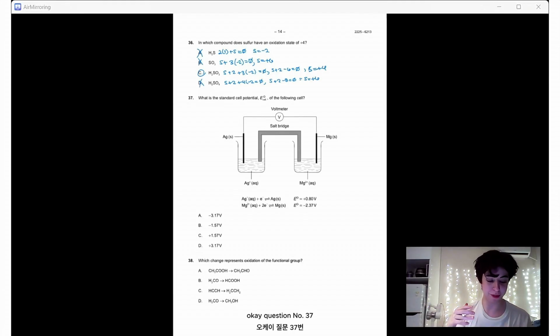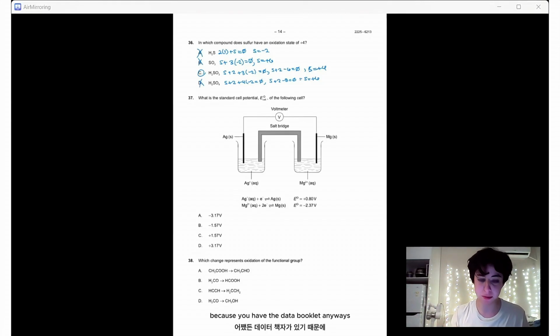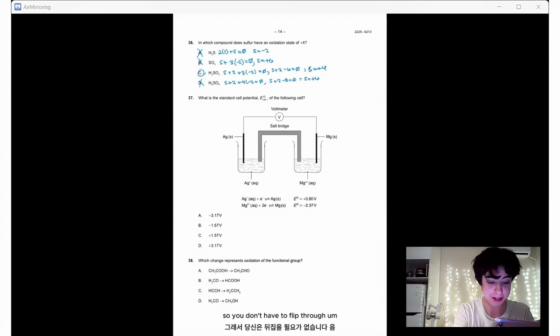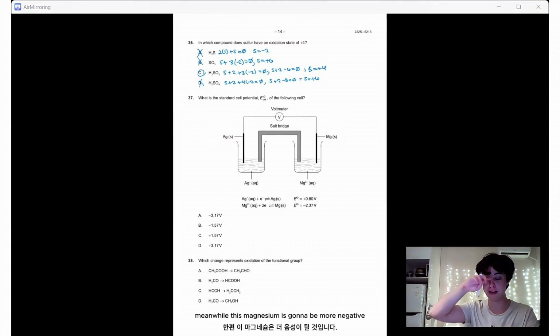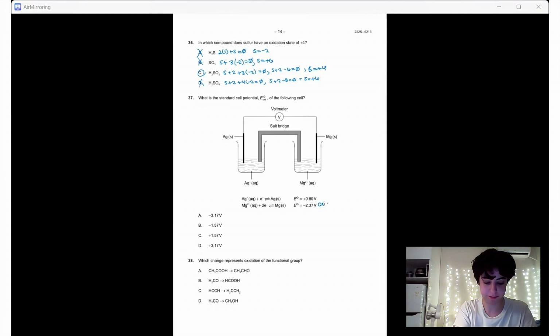Okay, question number 37. This is about standard cell potential. Okay, and it's of this voltaic cell. You've got these nice E cells, which is funny because you have the data booklet. Anyways, but it gives it to you anyways, so you don't have to flip through. So that you have the silver and you have this magnesium. And so silver is going to be more positive. Meanwhile, this magnesium is going to be more negative. The more negative that value is, the more likely it's going to be oxidized. Okay, so we're saying that magnesium is going to be oxidized.